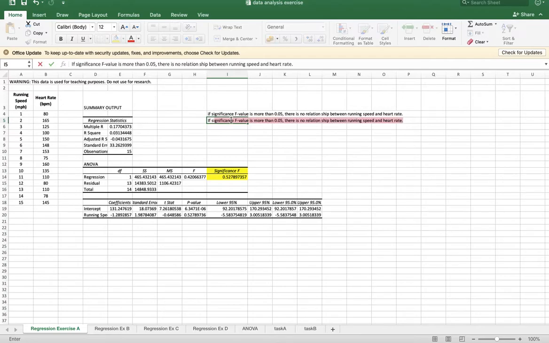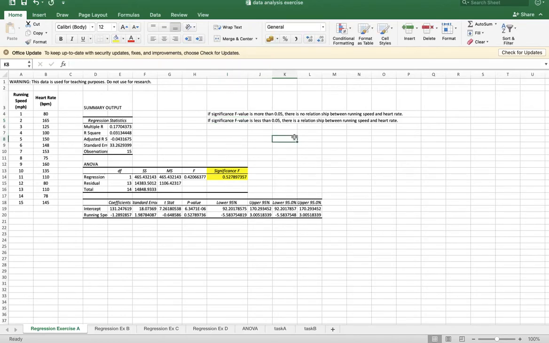If the significance value is less than 0.05, it means that there is a relationship between running speed and heart rate. By looking at the significance F value presented here, 0.527897357, that is definitely more than 0.05. So the correct conclusion is: since the significance F value is more than 0.05, there is no relationship between running speed and heart rate.